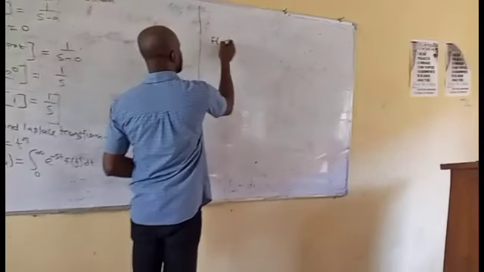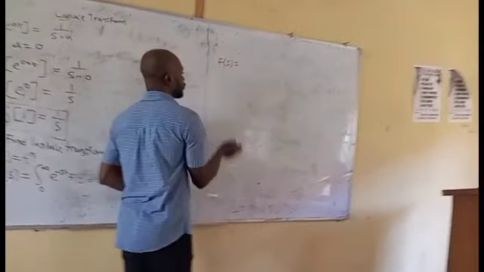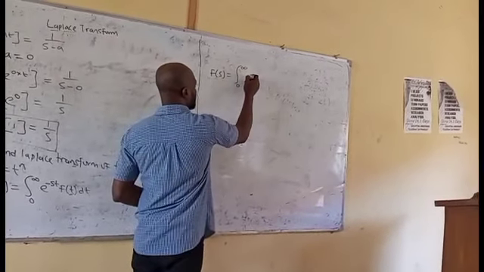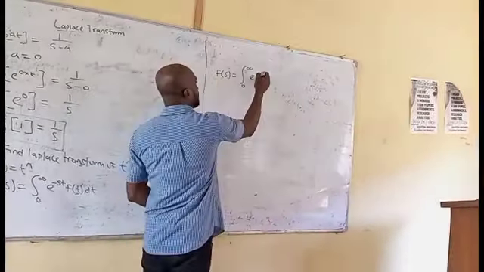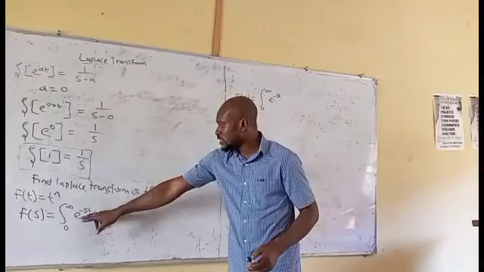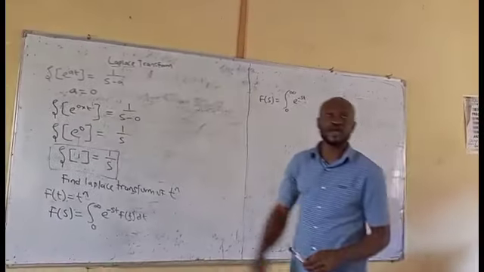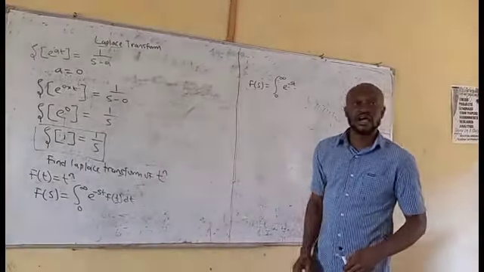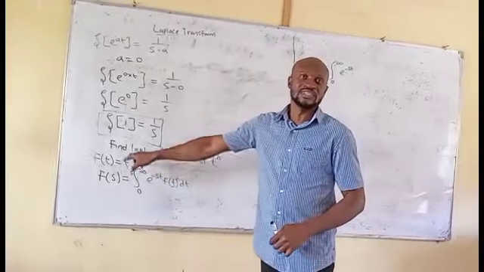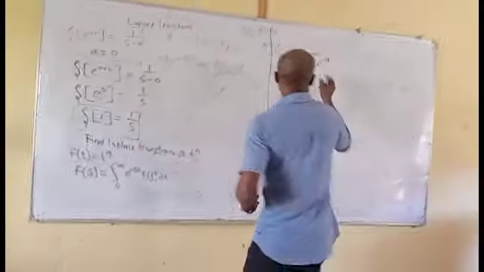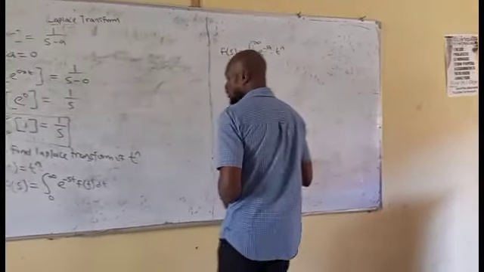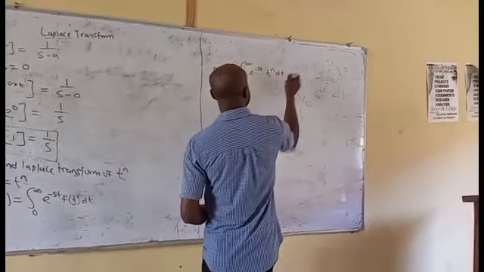Now my equation is F of s will give you the integral from 0 to infinity. Then I have my exponential minus st. Then this exponential minus st will multiply f of t. And what's my f of t? My f of t now is equal to what? t raised to the power of n. So I will now write t raised to the power of n, times dt.